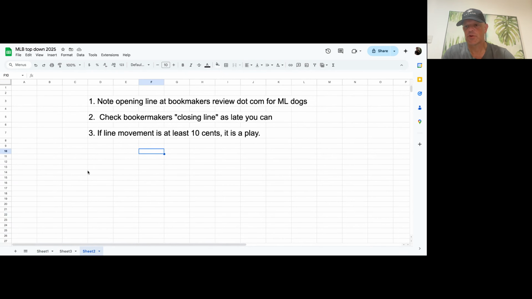Now, I want to review this whole entire model and make a couple other points. So you want to note the opening line at bookmakersreview.com for money line dogs. Then you want to check Bookmaker's closing line and look at that line as late as you can, because sometimes, let's say there's a public line move, and I want to explain that briefly. So in that particular example, say that line opened at plus 145, it moves all the way down to plus 132.